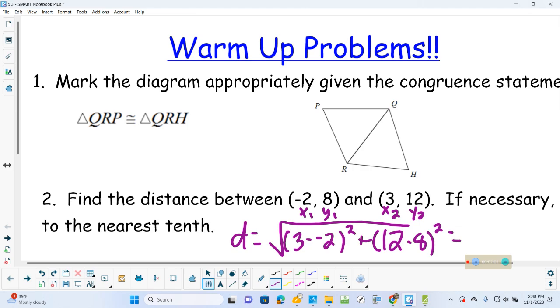What do we have for a decimal answer? 6.4. Perfect. Okay, let's do the markings. Now, again, you might have yours marked differently, but the corresponding parts would be the same.